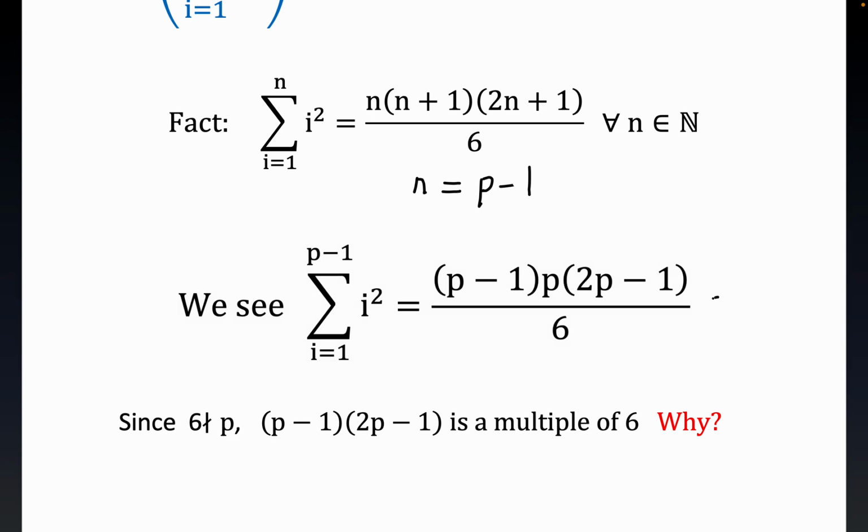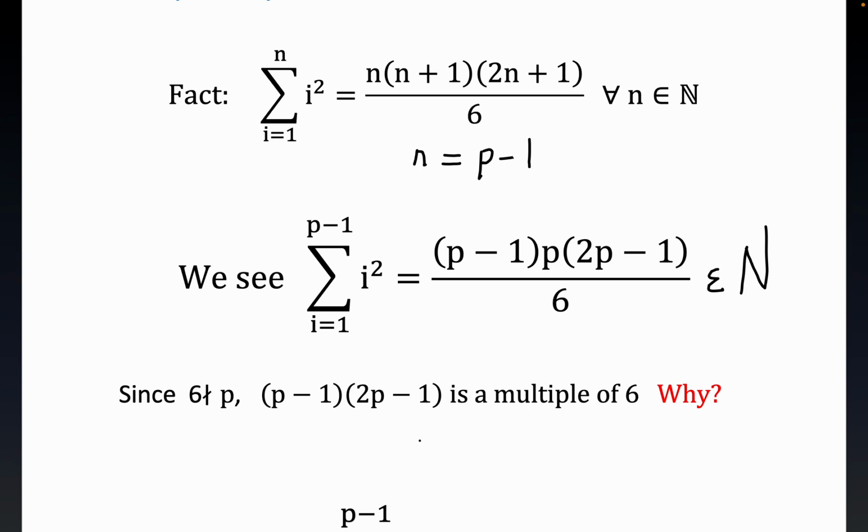And so this has to be a natural number. So that forces p minus 1 times 2p minus 1 to be a multiple of 6, since 6 has to go somewhere, right? And this is supposed to be an integer. If 6 doesn't divide p, it has to divide p minus 1 times 2p minus 1. It's the same thing as saying that p minus 1 times the quantity 2p minus 1 is a multiple of 6. And you could say the proof is complete right now. You can just see that it's true. But we can be a little more formal if you want.